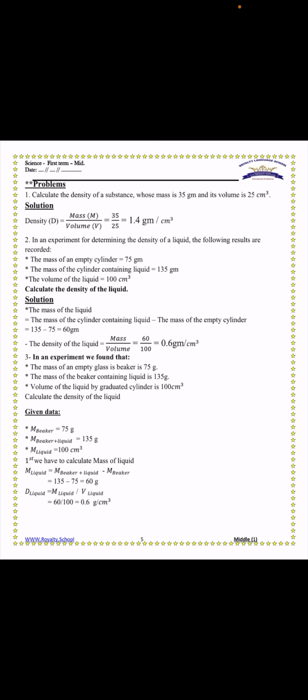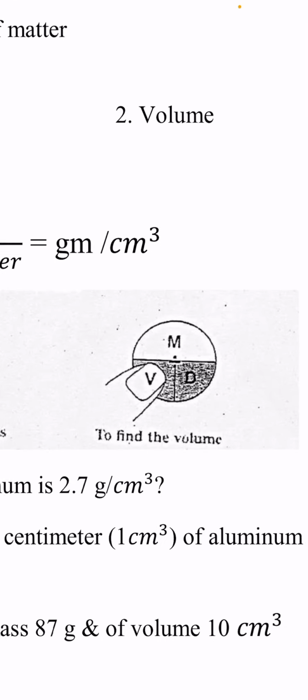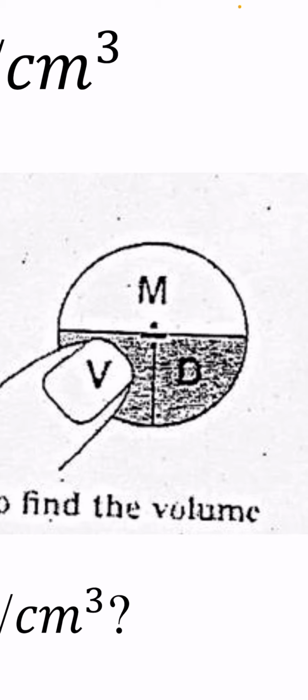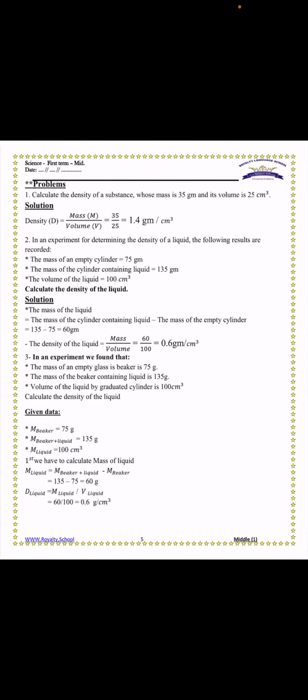To solve any problem about density, we should draw the magical triangle. Put mass, volume, and density in the triangle. To calculate density, mass divided by volume. To calculate volume, mass divided by density. To know mass, density times volume. Calculate the density of a substance whose mass is 35 gram and its volume is 25 cubic centimeter. Density equals mass divided by volume, equals 35 divided by 25, equals 1.5 gram per cubic centimeter. Okay?